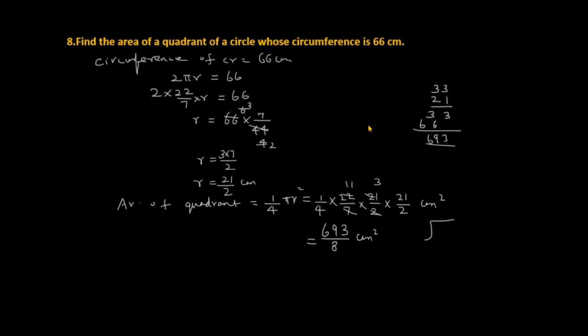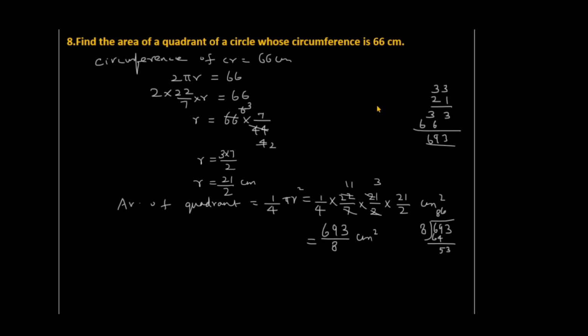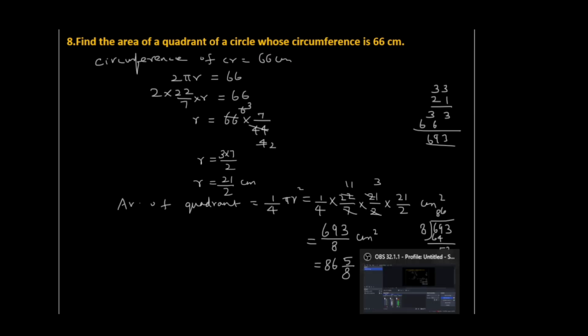Now dividing this 693 by 8. 8 8s are 64, remaining 5, 53. 6 times 8 is 48, then remaining 5. So we can write this as 86 5 by 8 centimeters squared. So the area of the quadrant when the circumference of the circle is 66 centimeters is 86 5 by 8 centimeter squared.